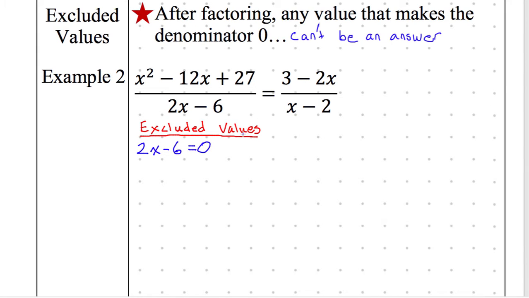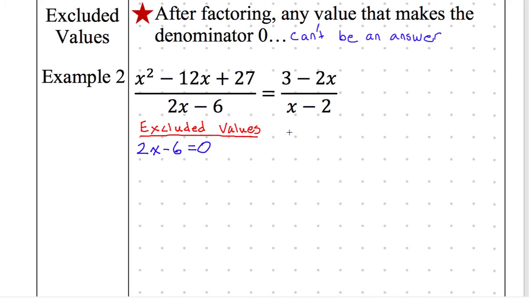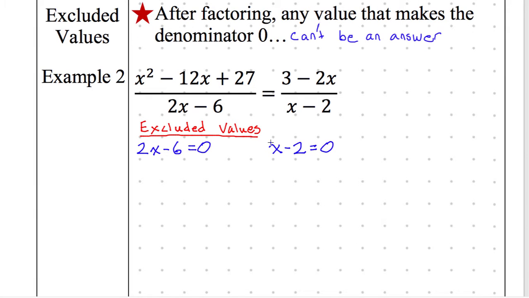So Geo correctly set 2x minus 6 equal to 0, so thank you, Geo, getting some XP. What else do I need to do? There it is. Chris has x minus 2 is equal to 0 because those are both the denominators. We set the denominators equal to 0 to find those excluded values. All right, I need to solve now. Solving means plus 6, and then divide by 2, and I get x is equal to 3. Plus 2 on both sides, and I get x is equal to 2. So those are our excluded values.